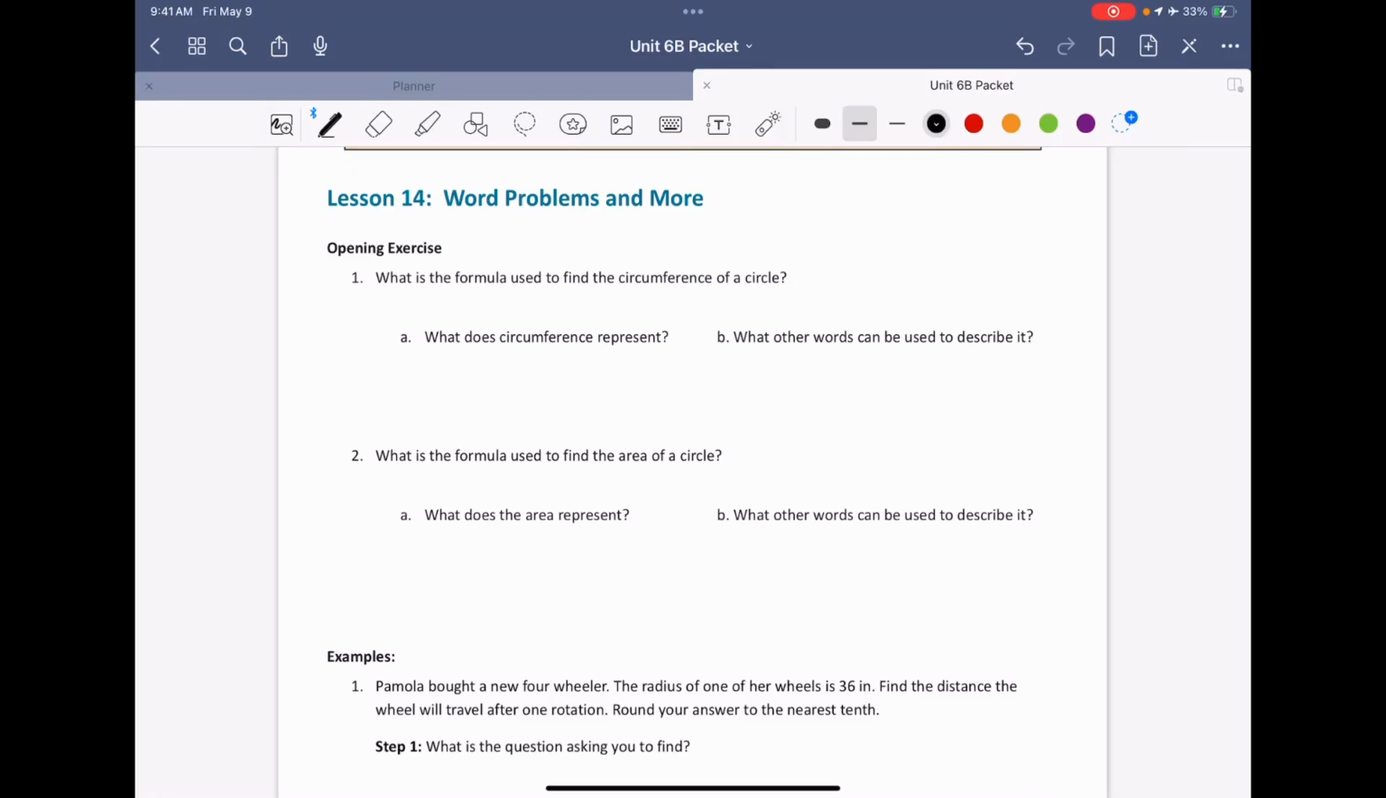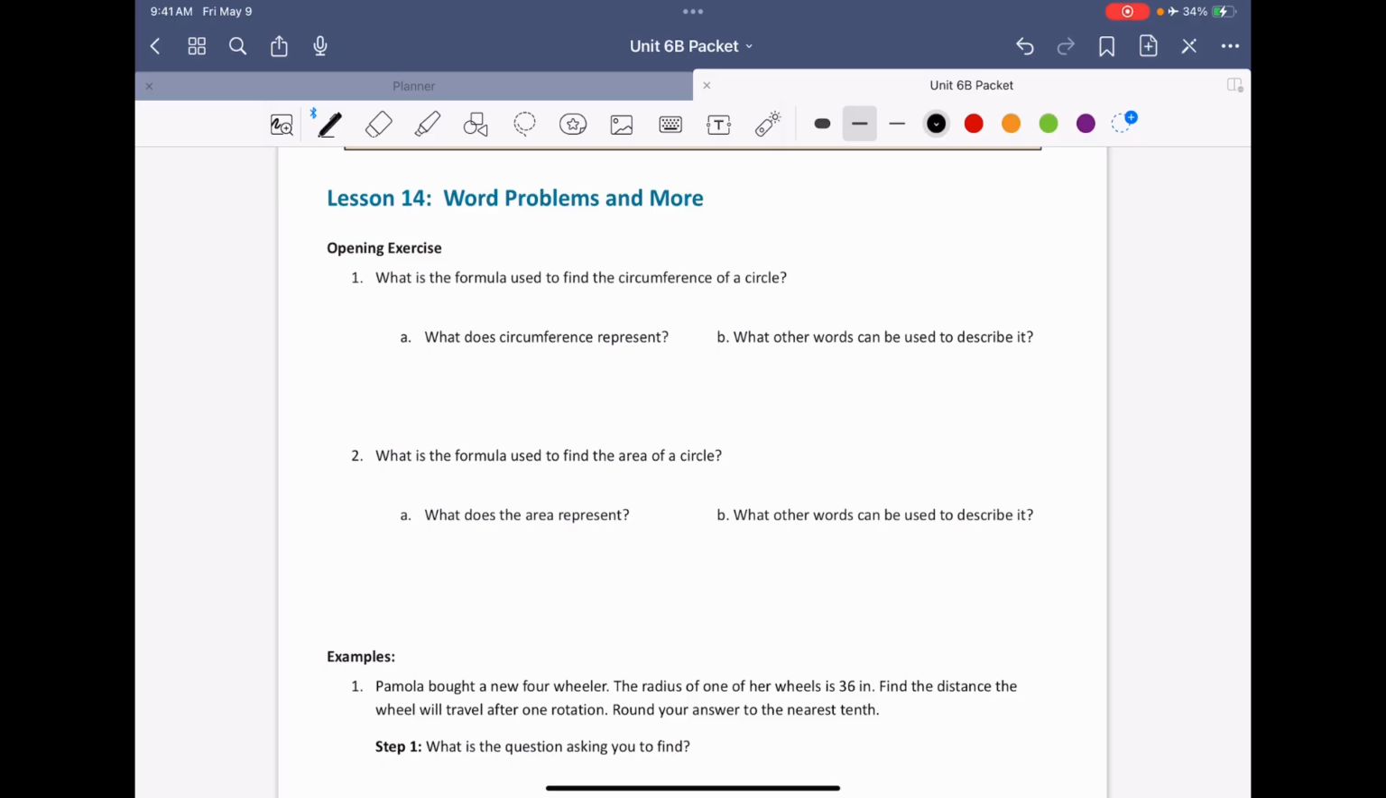Right, we are on lesson 14, which is on word problems. So the first thing we're going to do is this opening exercise. So I'd like you to please pause the video and complete the opening exercise. When you're all set with that, please unpause and check your work.